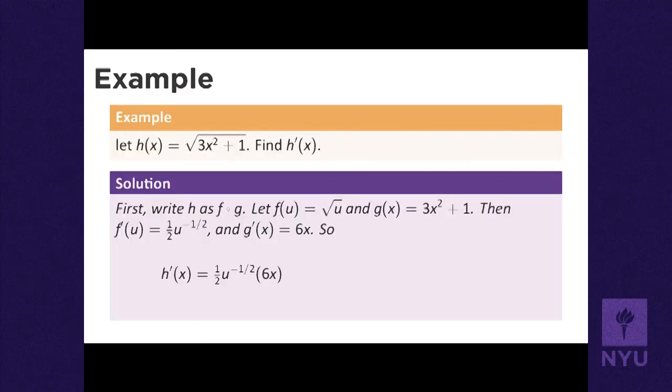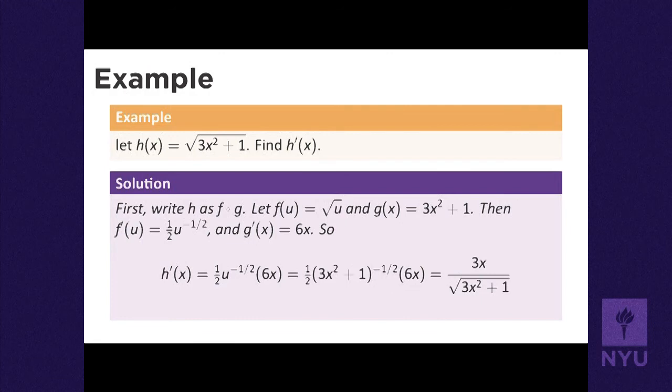Okay. Now, if you just look at that, you think that's pretty funny looking because it's got a u in it, and the original function only had x's in it. So to put away my toys, I should really return this into a function of x. But that's no problem because I can write u as 3x squared plus 1.